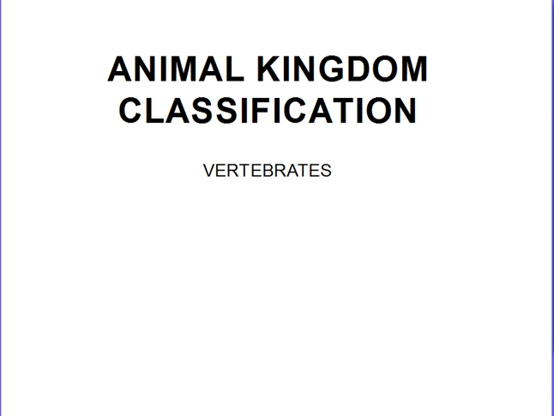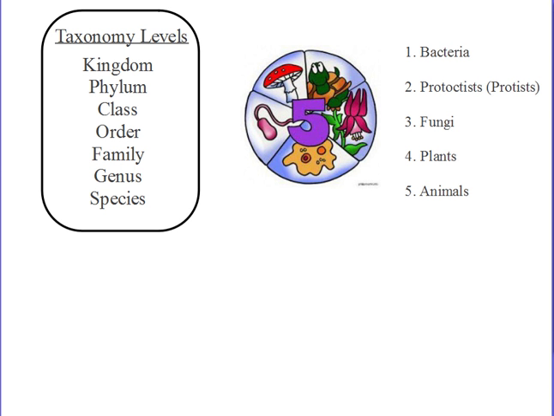Today we're talking about the animal kingdom classification, and then our main focus will be on the vertebrates. Now, in our previous lessons, we learned that animals are grouped based on characteristics that they share, and this was a science developed by Carolus Linnaeus. We call this science the science of taxonomy.